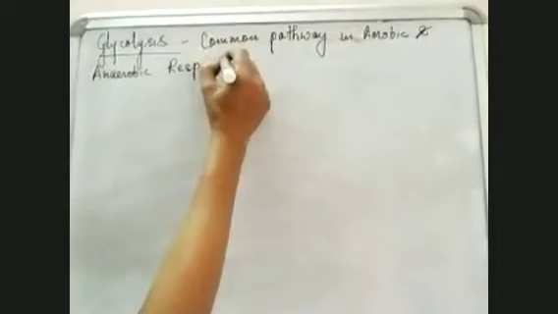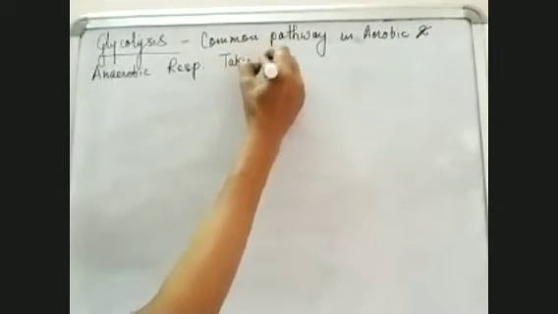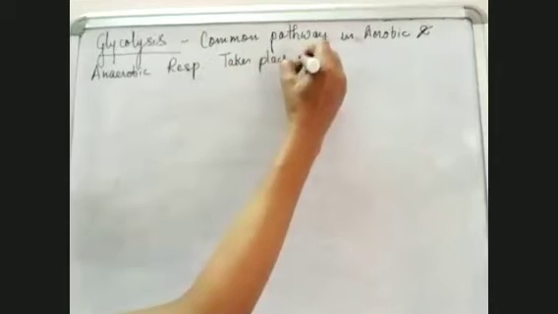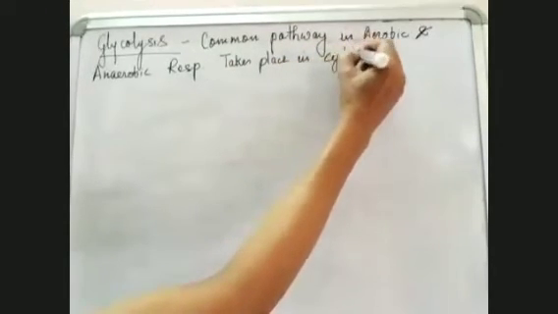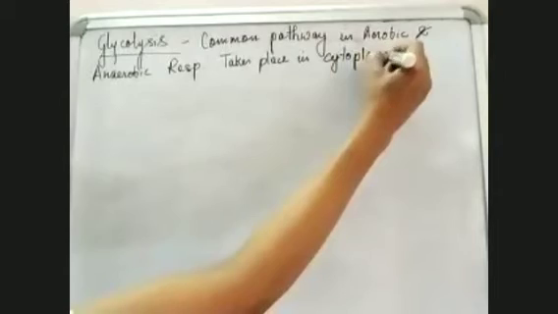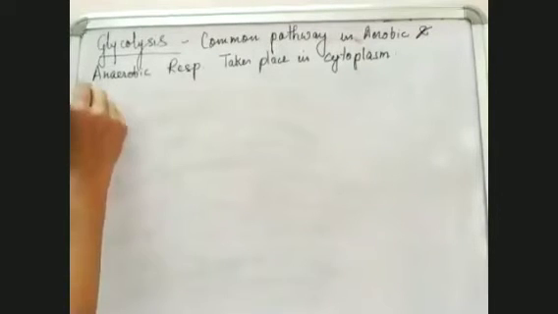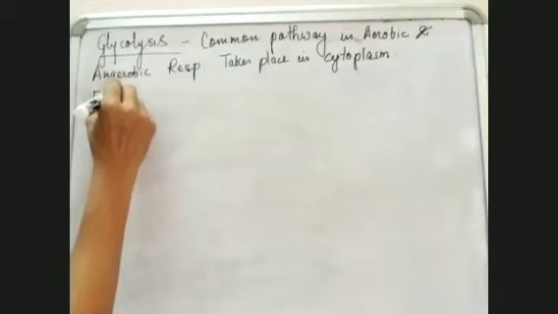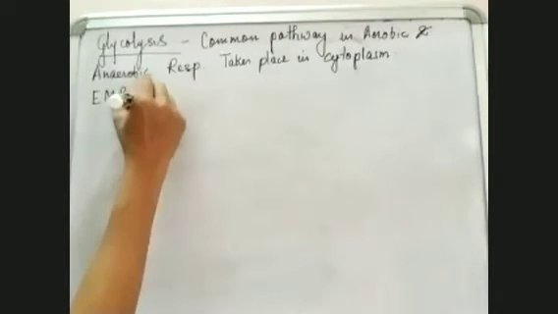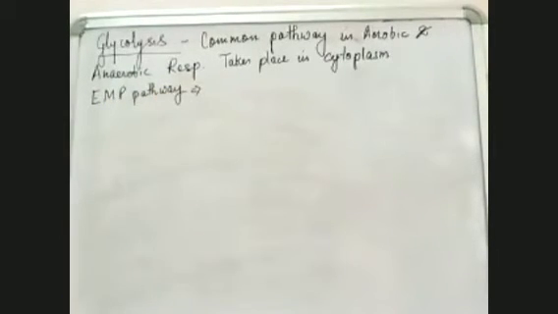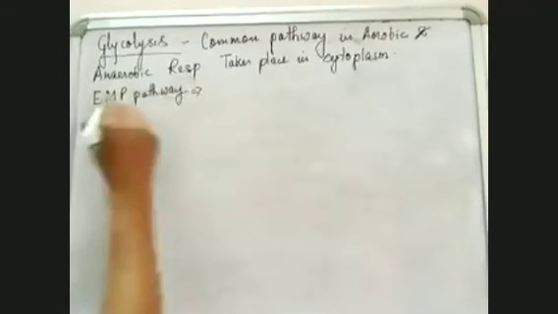The second point: where does it take place? It takes place in the cytoplasm. This is the site where it takes place. This process of glycolysis is also known as the EMP pathway. And why is this known as the EMP pathway? This is known as the EMP pathway because of three researchers who discovered it, and the names are Embden, Meyerhoff, and Parnas.